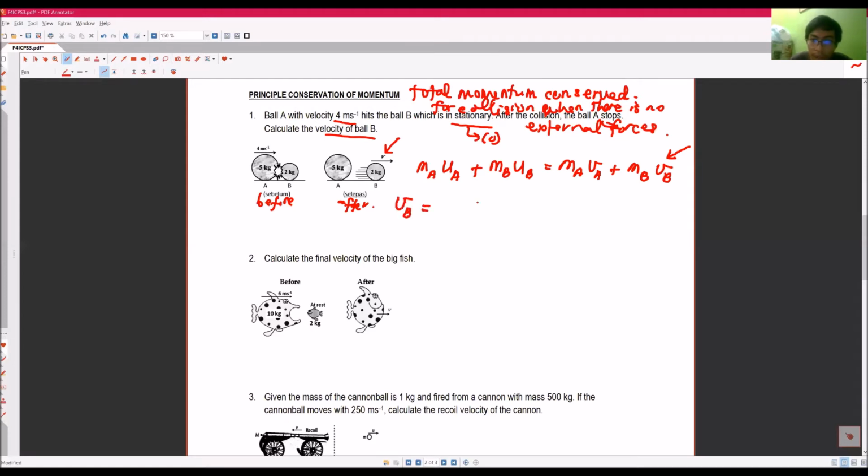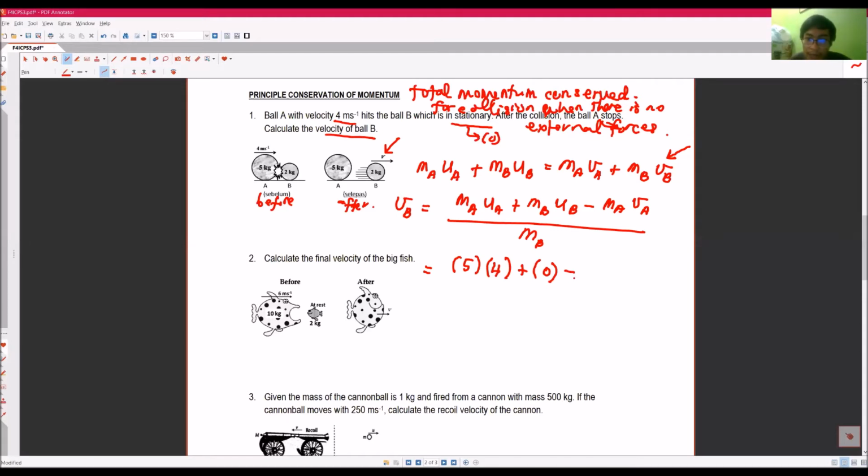So VB equals MAUA plus MBUB minus MAVA, divided by MB. So MA is 5, UA is 4, MBUB is 0 because stationary, minus MAVA. So MAVA is also 0 because it stops. And then we divide by MB, 2 kilogram. So we will get the answer 20 divided by 2, 10 meters per second.